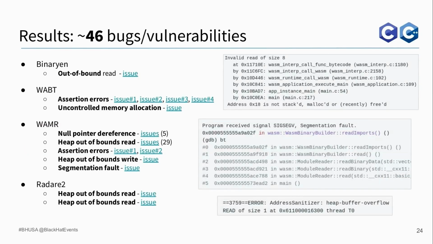The most complicated part is actually the triaging, because I was triggering a lot of different bugs. I've already reported a bunch of them, and as you can see, the most common bugs we found were out-of-bounds accesses, some assertion errors, null pointer dereferences, and so on. Those were the common bugs at this stage, which in that case is the parsing of the WebAssembly module.